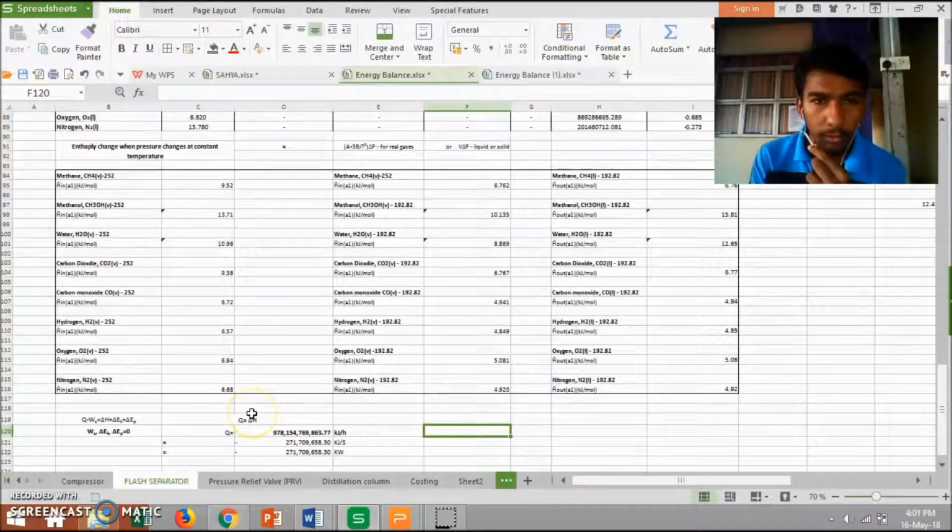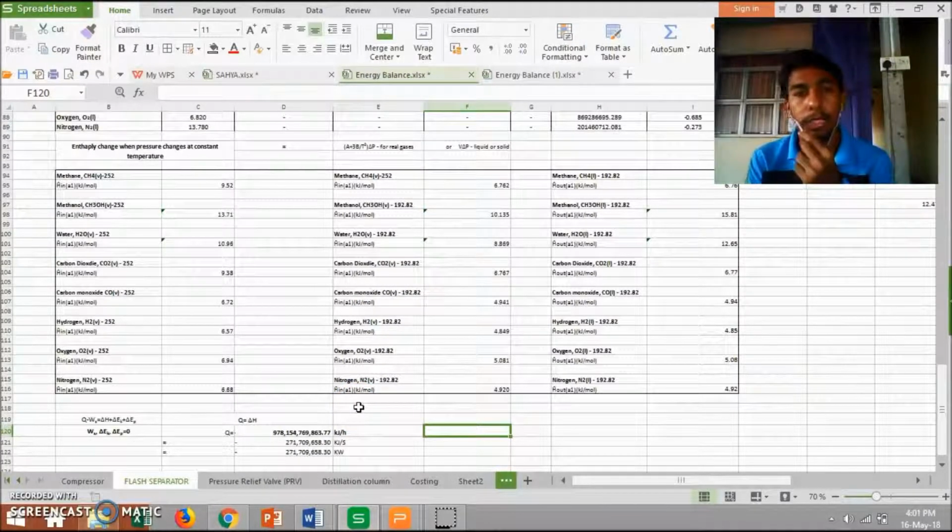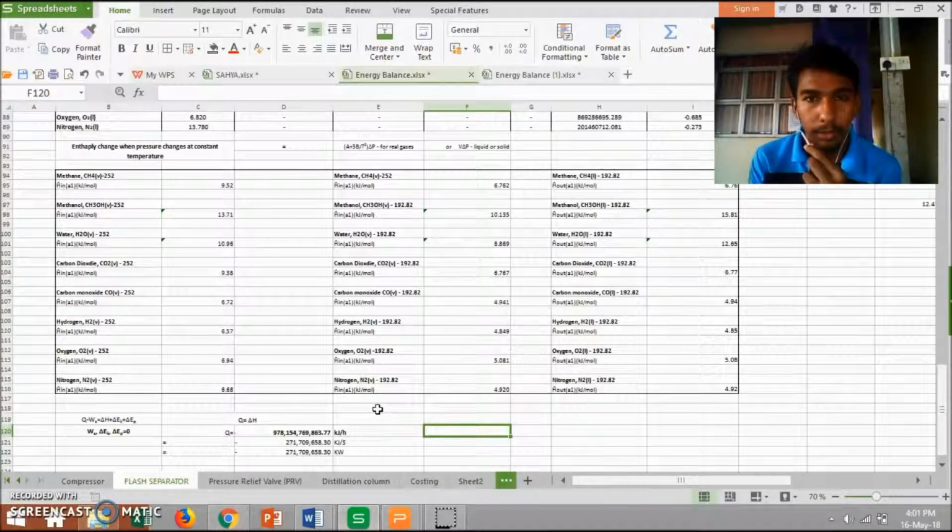So in order for us to calculate the change in enthalpy, we use the normal method, as this is a non-reactive process. As we are not at standard pressure, there is a difference in pressure, so this is the formula we use to calculate the energy for changes in pressure. This is for real gases, and this is for vapor and liquid. So the final value for this is negative 270 million kilowatt. This indicates that heat is released in this process.